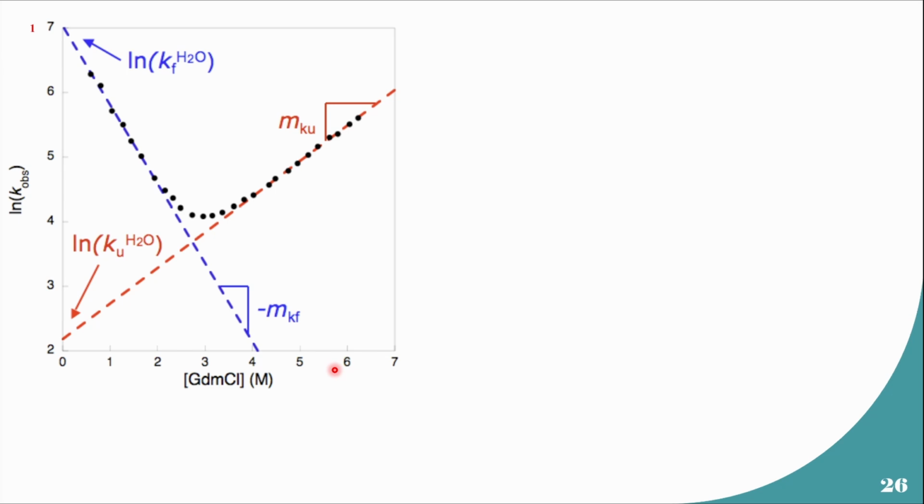Now, what do we have here? On the x-axis, we have a compound which has units in molar, right? In this case, it is guanidinium chloride. It is a very strong denaturant. And on the y-axis is presumably some sort of folding parameter, right?